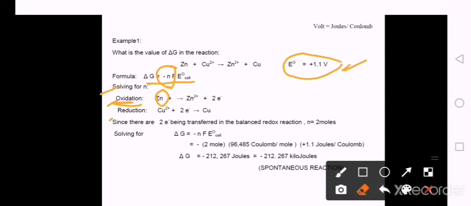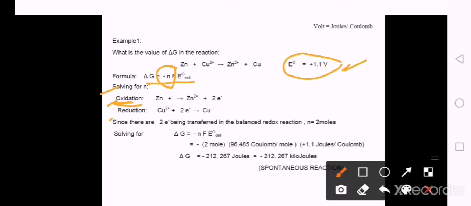Now, for the reduction naman, reduction always ay there would be a decrease in the charges or oxidation state. So, from positive 2, naging 0. So, there's a decrease. So, saan tayo magdadagdag ng electrons? Dito naman sa reactant side kasi gain of electrons. Bakit dito sa reactant? Kasi nga, we have to balance that positive 2 and 0. So, saan tayo mag-a-add ng negative? Para maging 0, para maging balance sila. So, the 2 should be added with 2 negative.